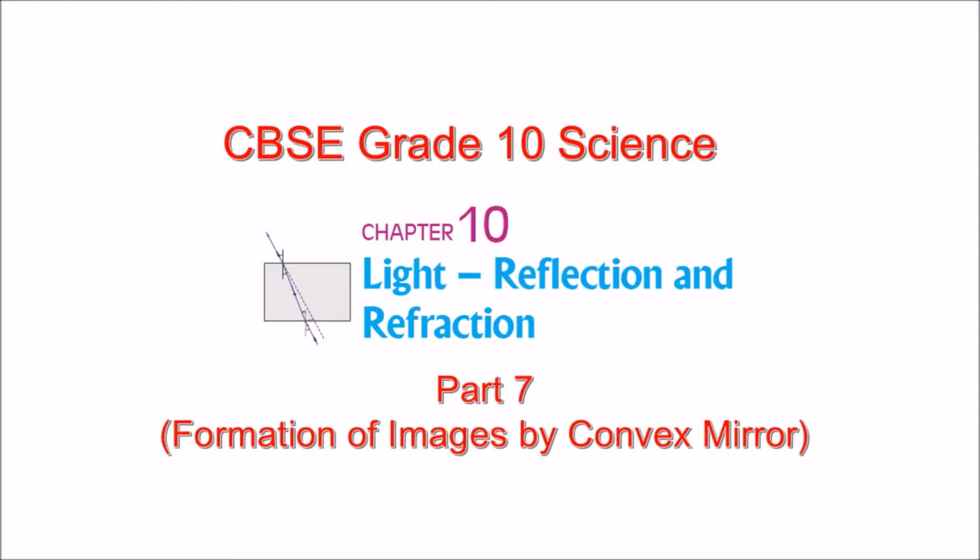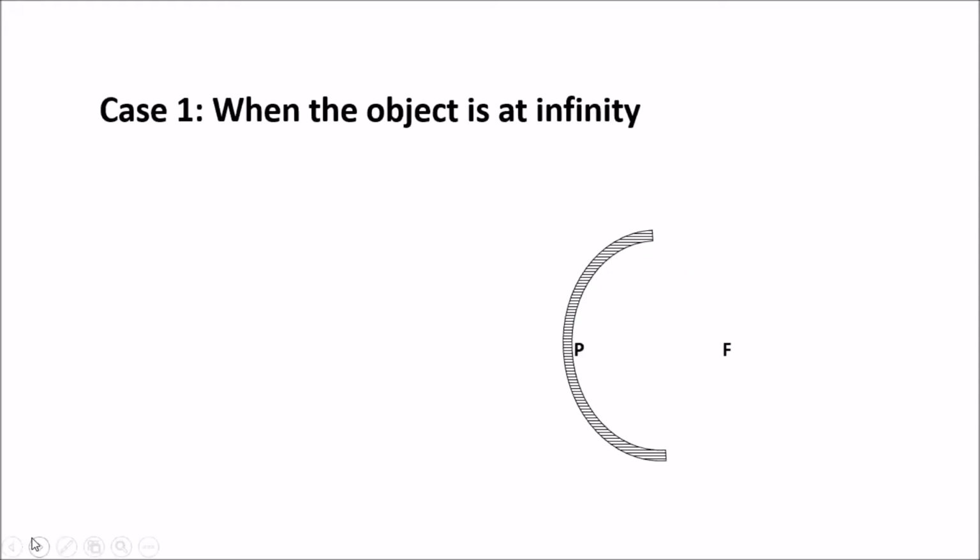So in concave mirror, we basically had 6 cases, whereas in convex mirror, we have only 2 cases. Why only 2 cases? Because when we keep the object at infinity and when we keep it anywhere between infinity and pole, we get the same results. So let's begin with case 1. Case 1 goes like this: when the object is kept at infinity.